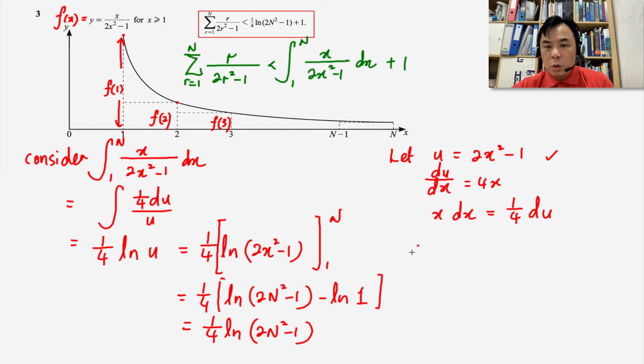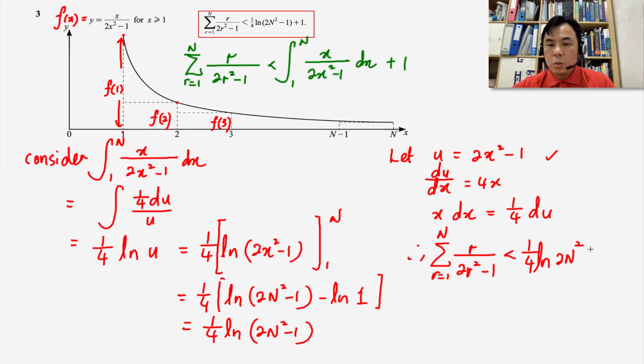Therefore, we can conclude that the summation of 2r squared minus 1, summing that from r equal to 1 until n, must be less than a quarter of ln of 2n squared minus 1 plus a 1. And then with a little bit of inspection here, we found that yes, we have done it. That is the proof for the upper bound. I hope that is clear. I'm going to show you the second part of this, where we're going to obtain expressions that represent the lower bound.